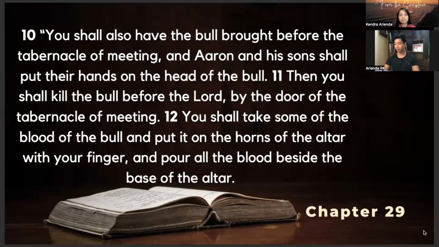You shall also have the bull brought before the tabernacle of meeting, and Aaron and his sons shall put their hands on the head of the bull. Then you shall kill the bull before the Lord by the door of the tabernacle of meeting. You shall take some of the blood of the bull and put it on the horns of the altar with your finger, and pour all the blood beside the base of the altar.